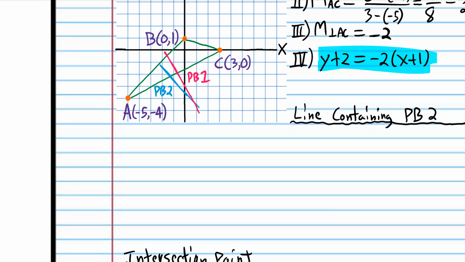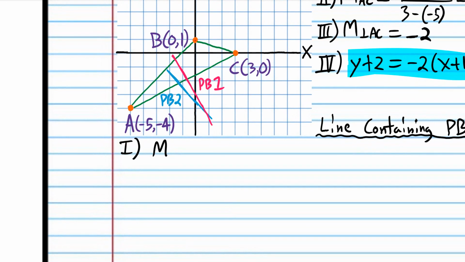So now we're going to find the equation of the line that is perpendicular bisector 2. So step number 1, we're going to find the midpoint of AB. And that would be 0 plus -5 over 2, 1 plus -4 over 2.